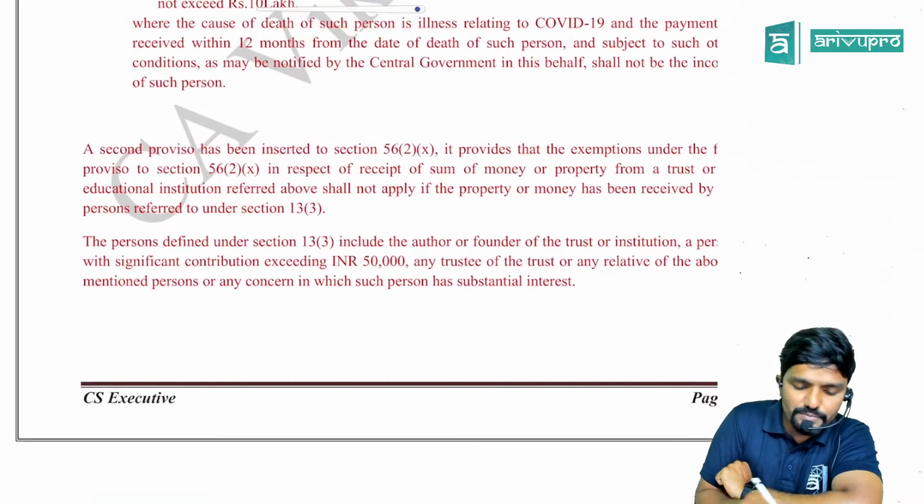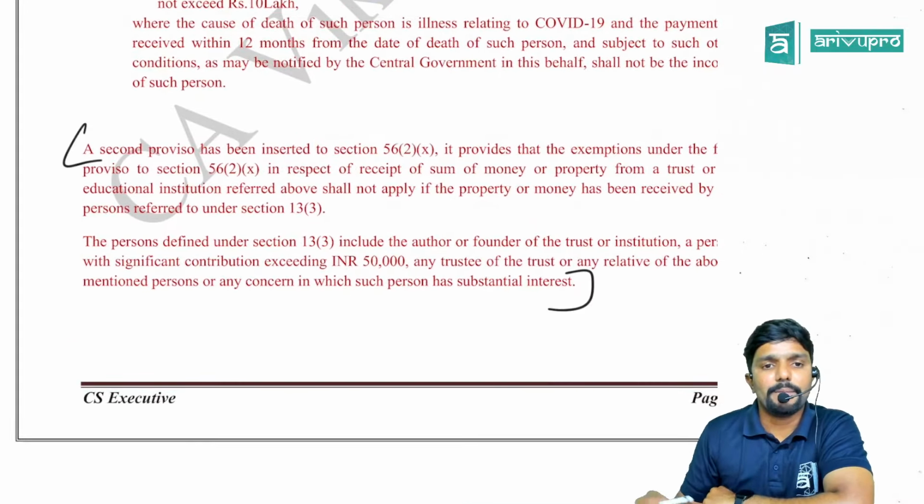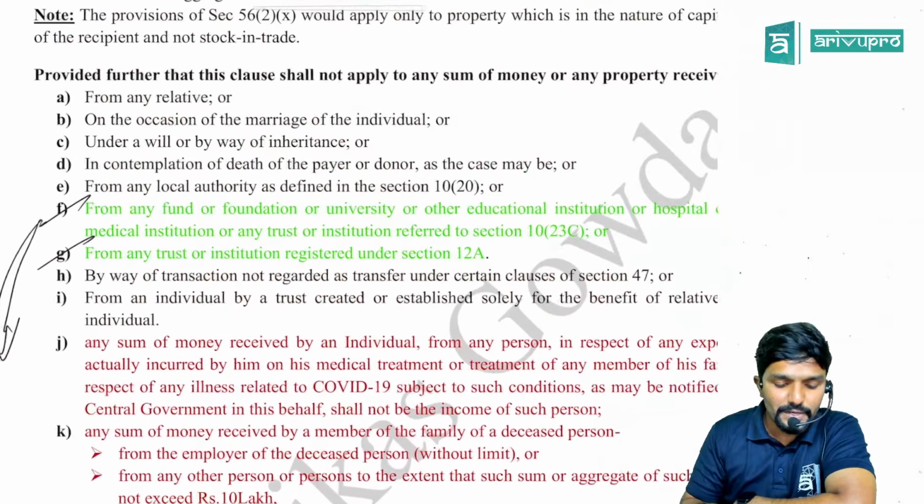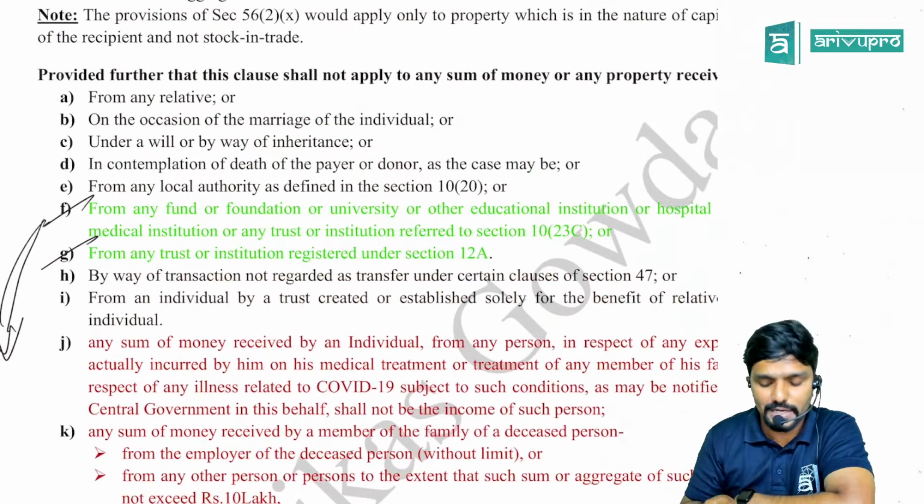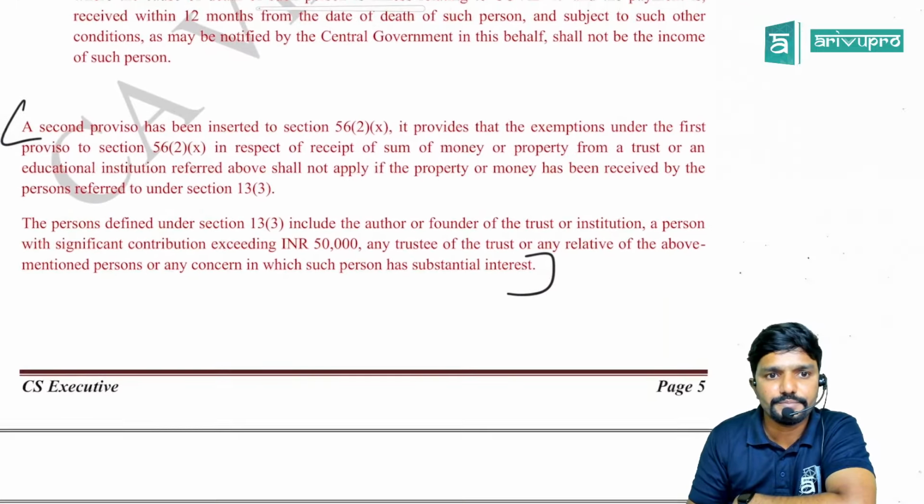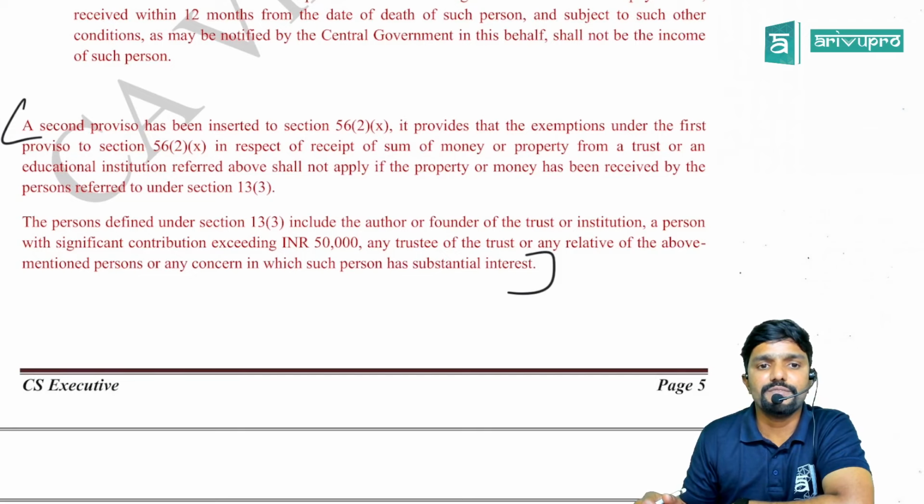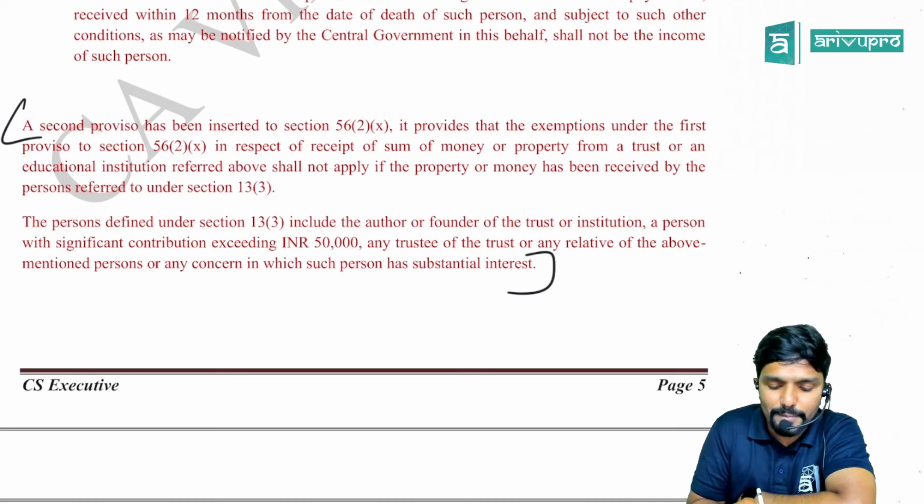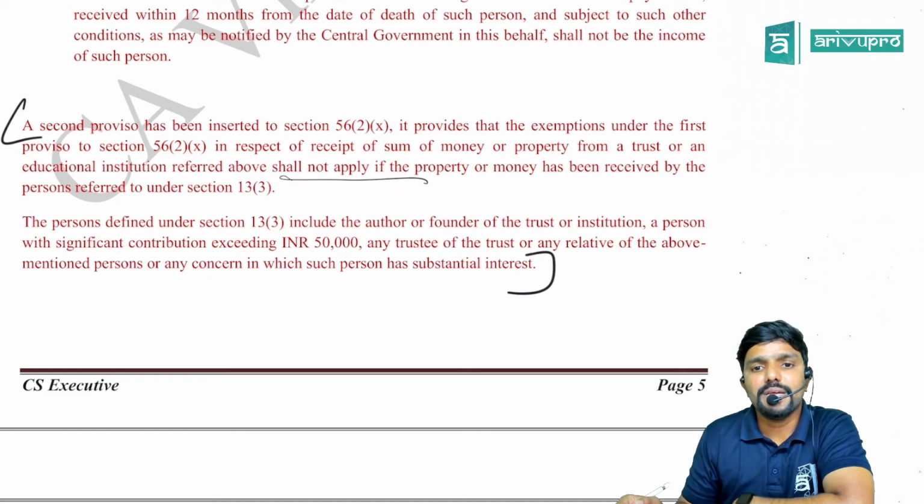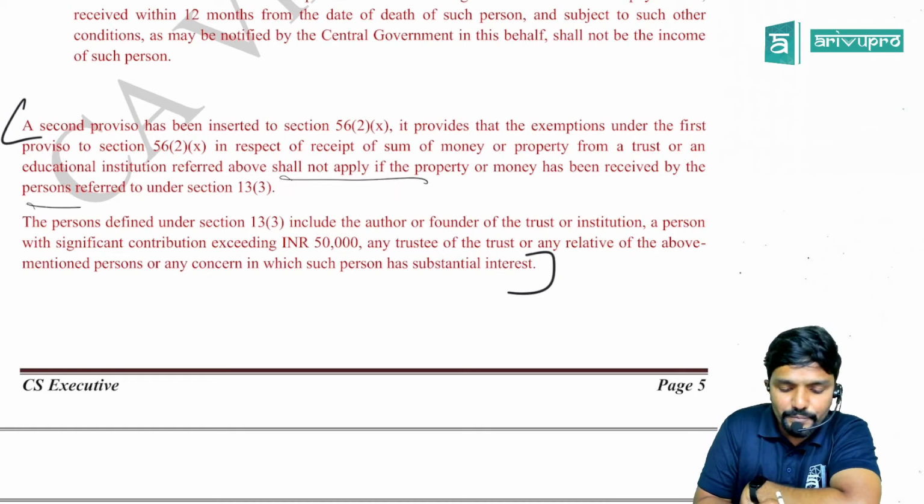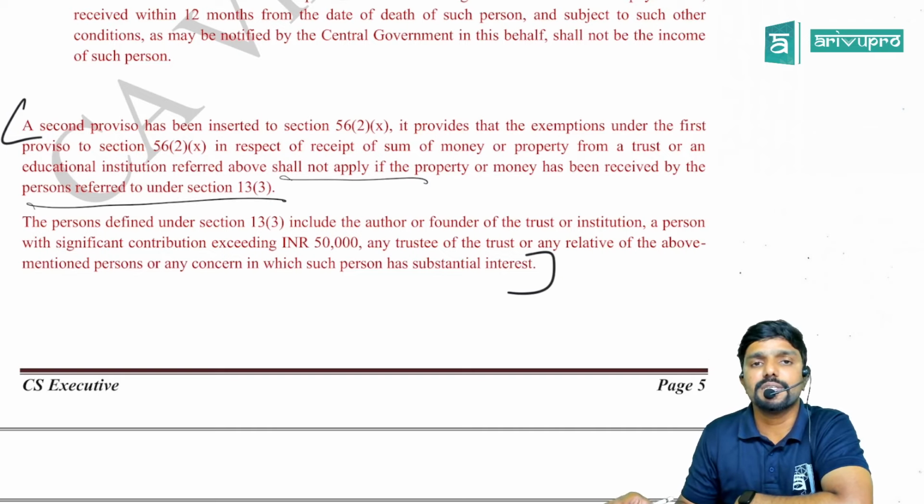You can observe this point. Yeah, so this change is with respect to F and G, which I have highlighted in red color, guys. Let me read it. A second proviso has been inserted to section 56(2)(x). It provides that the exemptions under the first proviso to section 56(2)(x) in respect of receipt of money or property from a trust or an educational institution referred above shall not apply if the property or money has been received by the persons referred to under section 13(3).